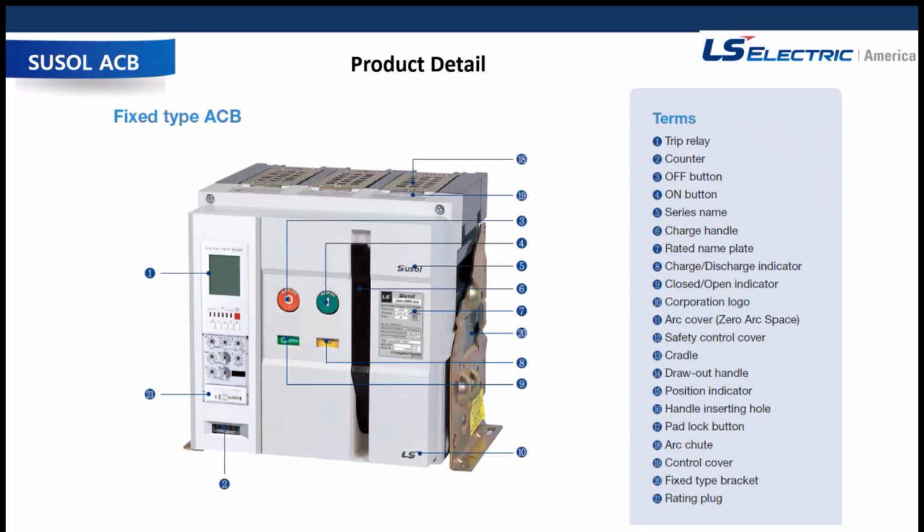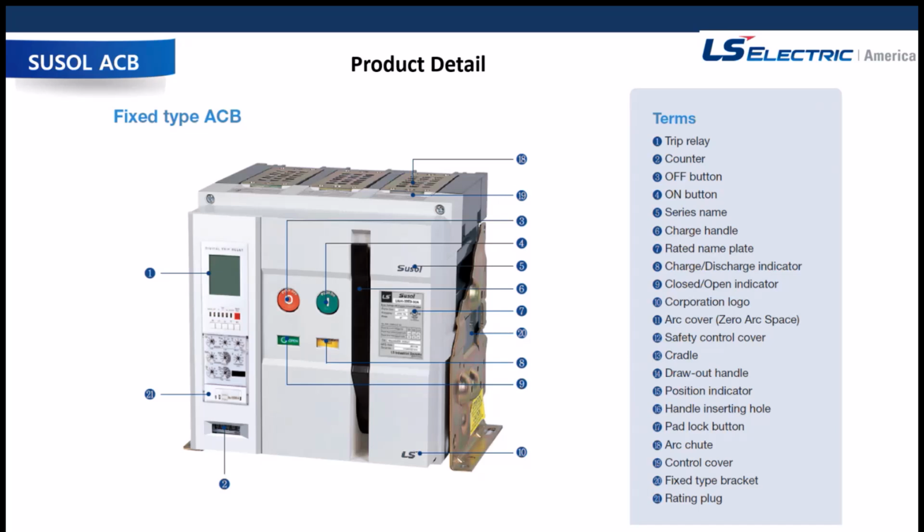Obviously an off button and an on button. Obviously the series name, we provide 2 plates on the side of the air circuit breaker. And we're showing here one on the front, but if it's a configured draw-out unit, it might be on the side of the unit. And then one will show the OCR type, and then one will be the frame type.